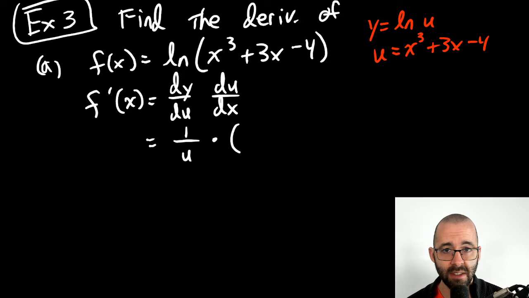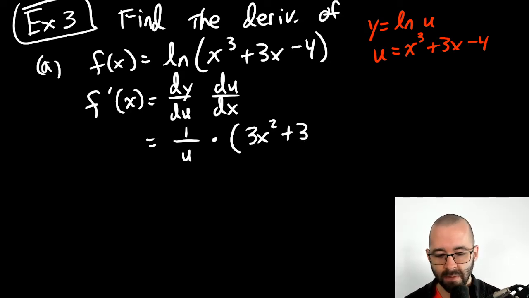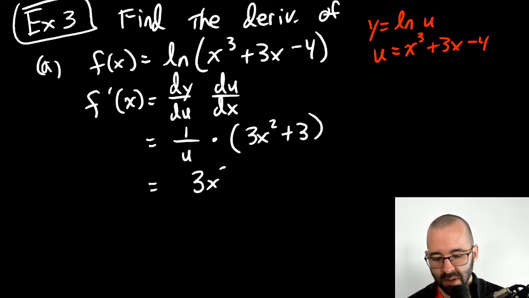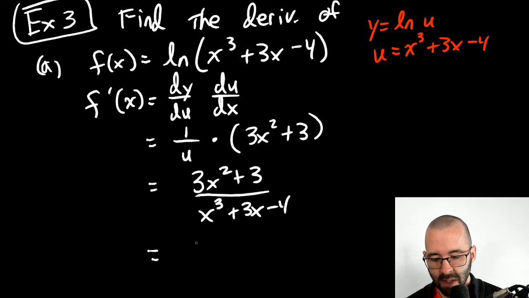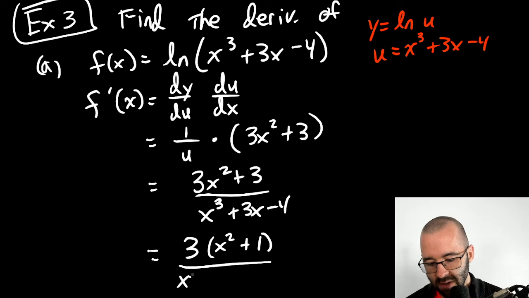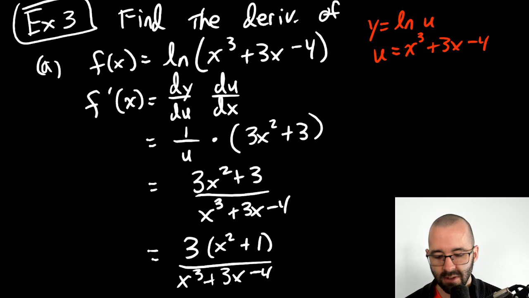Make sure to include parentheses here. Our rule says 3x squared plus 3 minus 0. All that's left is to replace u. So we get 3x squared plus 3 in the top, and the denominator is u, which we said was x cubed plus 3x minus 4. And I would take this as an answer most of the time, but usually when we deal with rational functions, when we have fractions, it's best to factor just to make sure whether we can cancel or not.